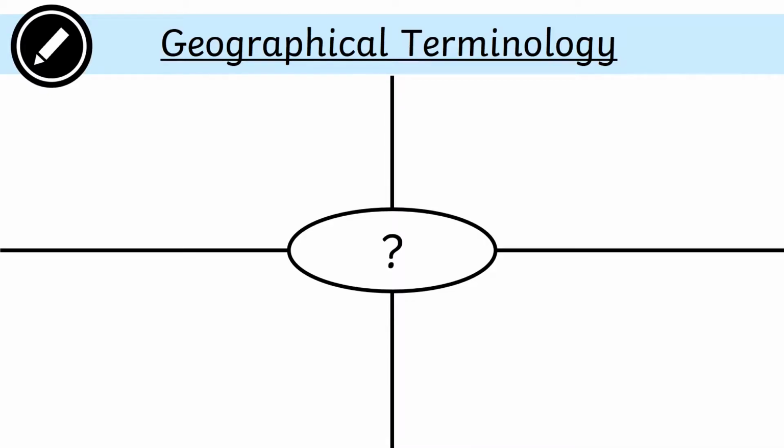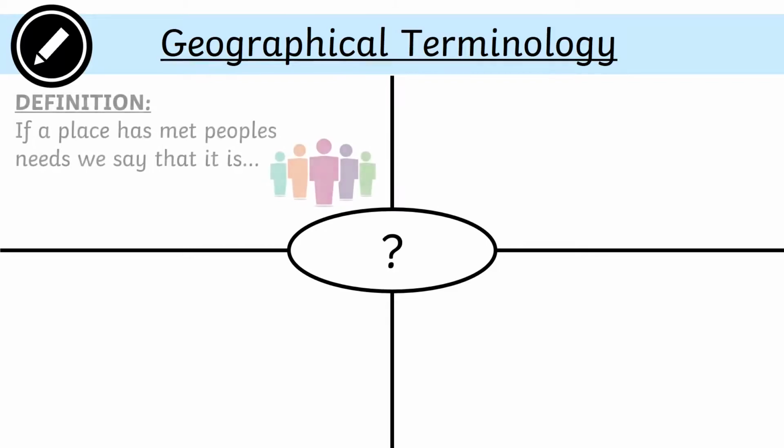These are key terms that we only use in geography, such as ecosystem, tributary, conurbation, and many, many more. I am going to describe one of these key terms on the screen. As I'm doing this, you need to guess which one I am describing. So this key term means if a place has met people's needs, we say that it is.